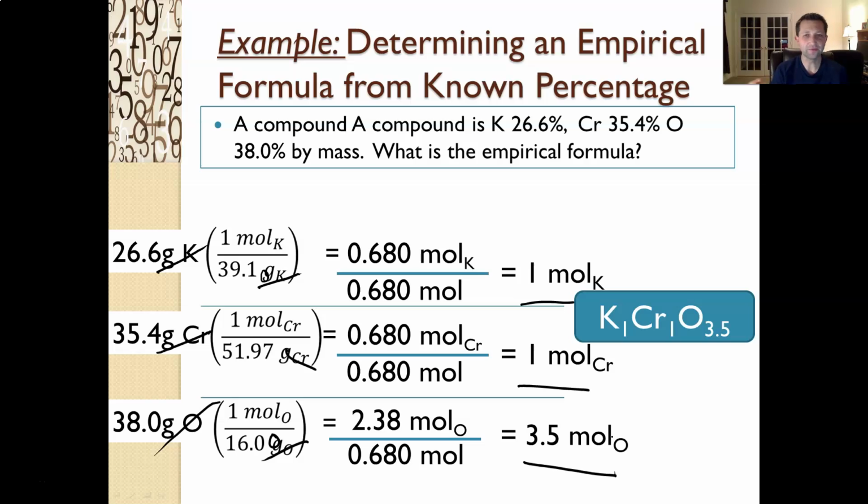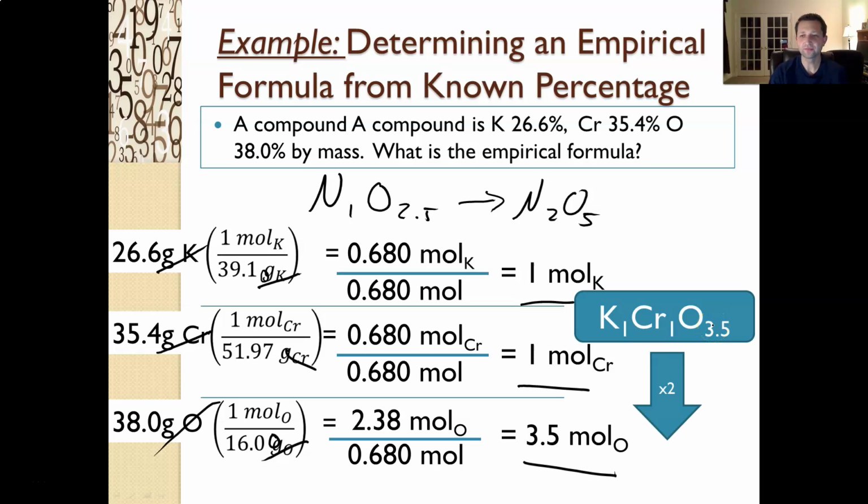If I went back a bunch of slides, we had the example of, I think it was N1, O2.5. We multiplied through by 2 and made it N2, O5, right? We're doing the same thing here. What can I multiply this by to give me whole numbers the whole way through? I can multiply through by 2. So I'm going to have K2Cr2O7.